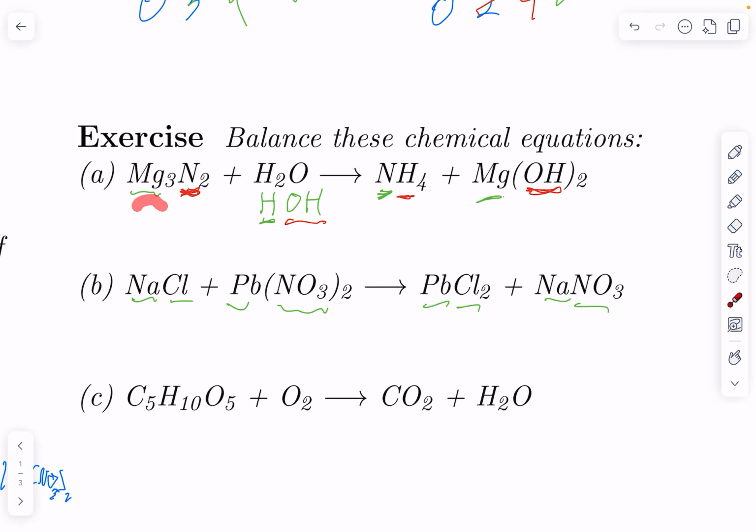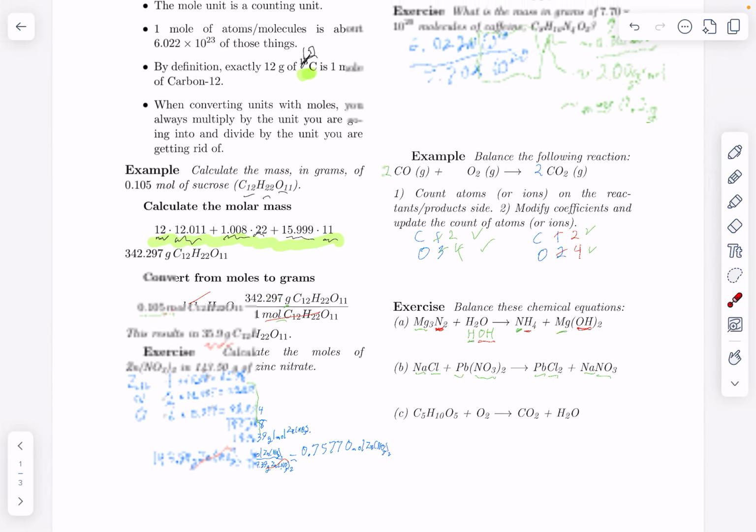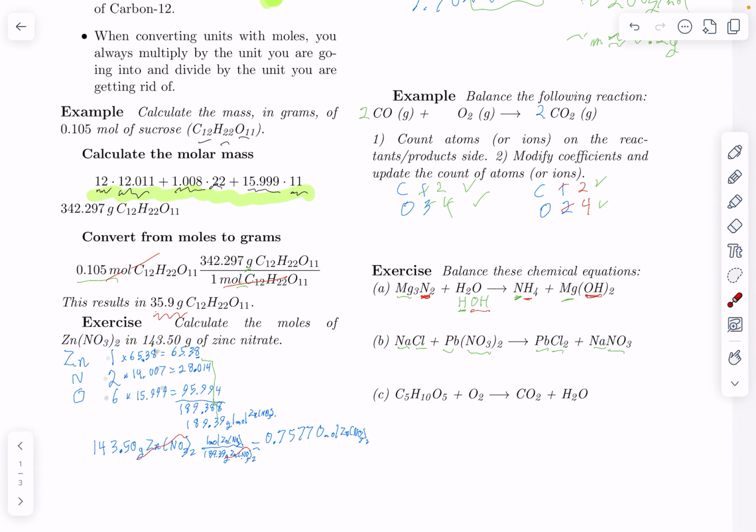It's a 5-carbon sugar. And for these, you're always going to want to balance the CO2 and water first, then balance the oxygen. Then, if this number is a half, multiply everything by 2, because you always need to have whole numbers when you're done.